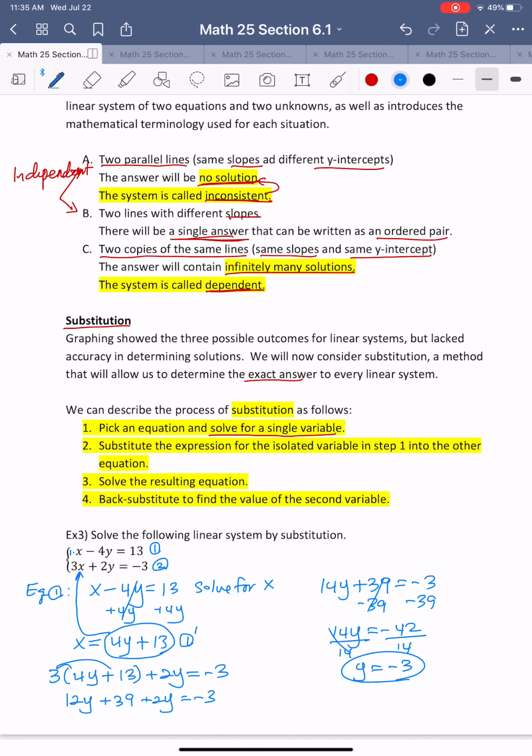Now, in order to find x, I'm going to substitute y equal to negative 3 into equation 1 prime. So x equals 4 times negative 3 plus 13, negative 12 plus 13, which is 1. So x is 1, y is negative 3. So the ordered pair is going to be 1 and negative 3. An ordered pair is always x and y, okay? All right.